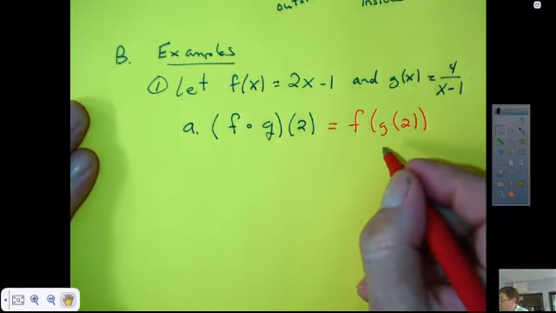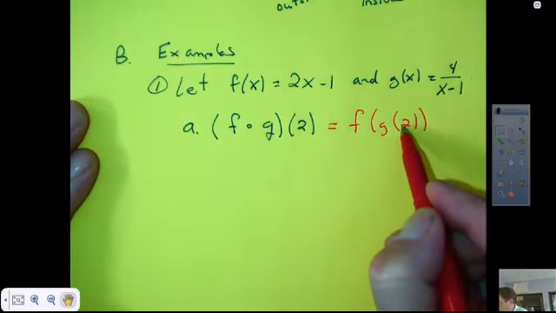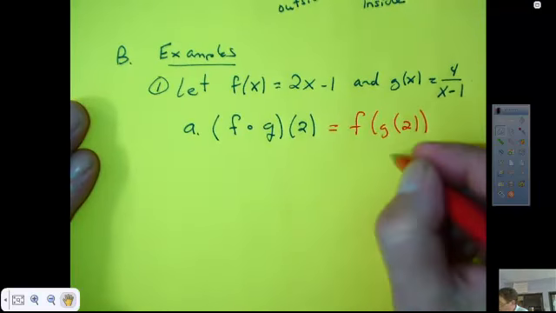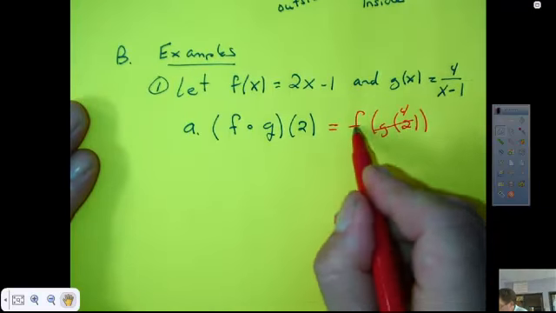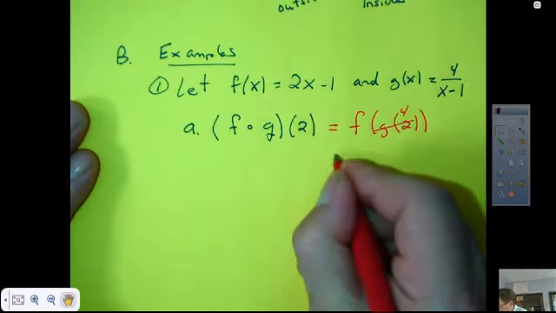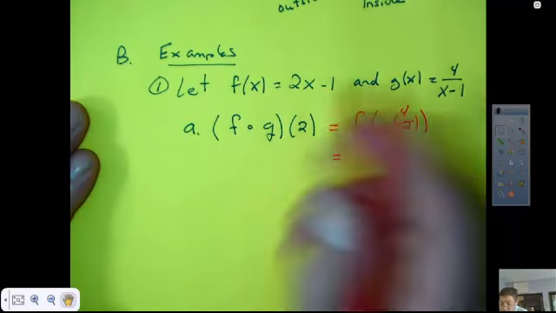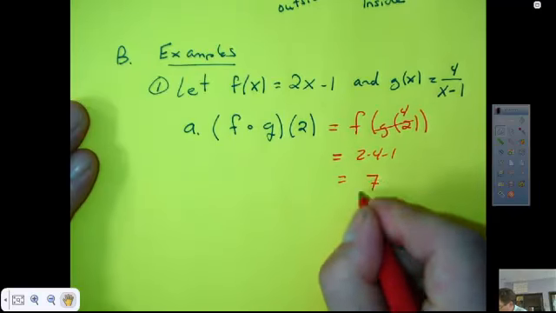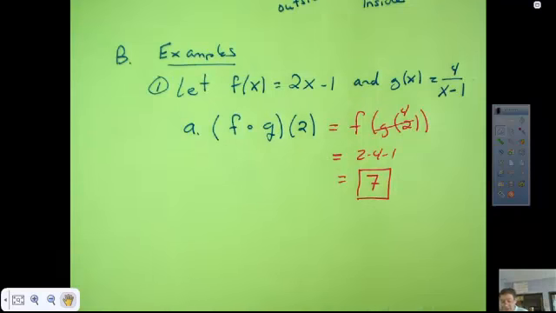But in fact, g of 2 actually has what value? So g of 2 is what? 4 over 2 minus 1, so this is actually equal to 4. So now this says find f of 4. So f of 4 would be 2 times 4 minus 1, which would be 7. That's it. So find the value of the inside and then substitute in to find the value of the outside.